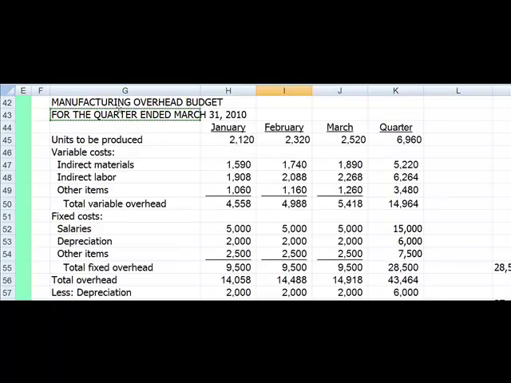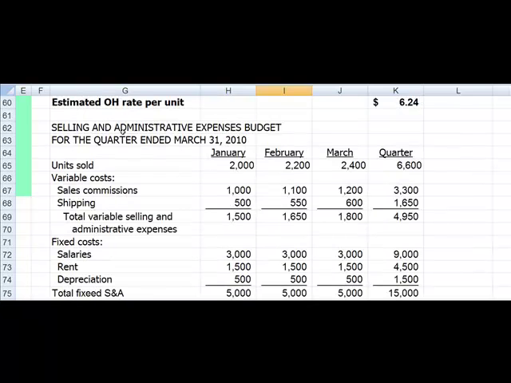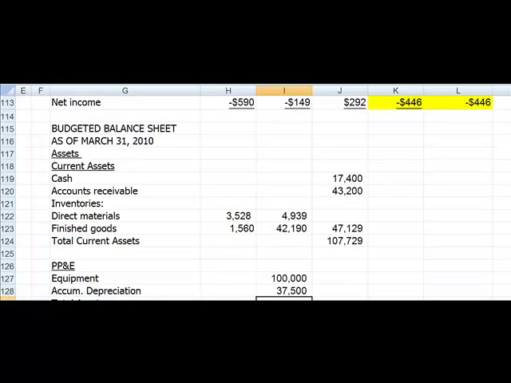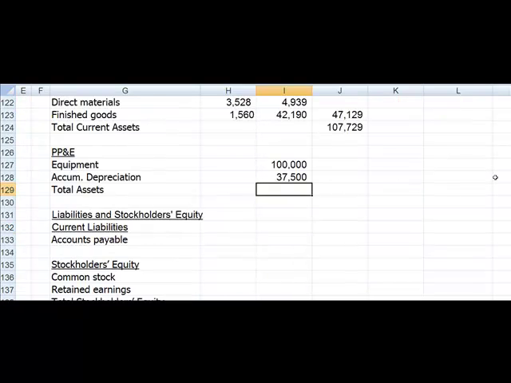And in my manufacturing overhead budget, you'll notice we had depreciation. And I need the whole depreciation for the quarter, so I'm going to pick up the quarter number. And if you remember, we also had depreciation in our selling and administrative budget. Down here we had depreciation. Again, I want to pick up the quarter. So that's my accumulated depreciation.